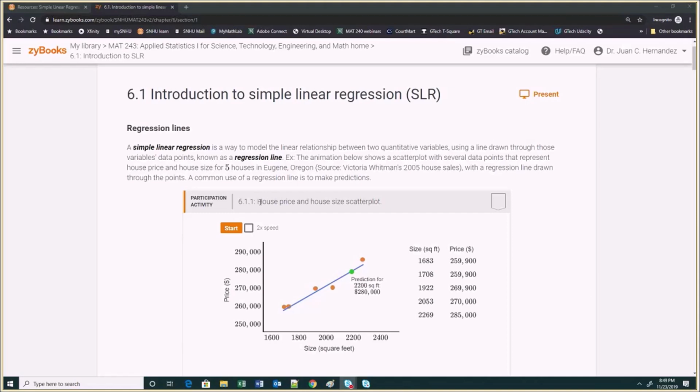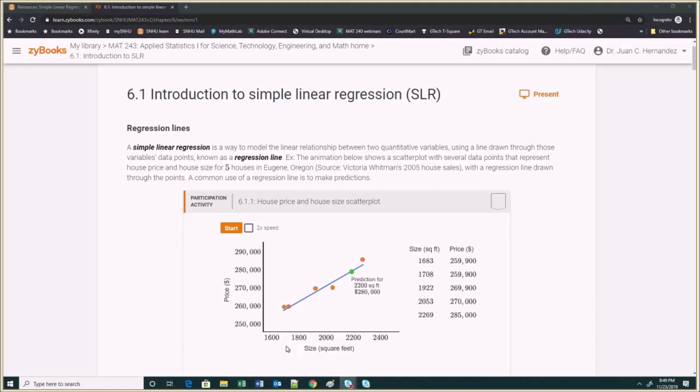So here we have the house price plotted against house size, and this is a scatter plot, so you can see that there are these dots showing different data points, and you'll see that there is a line that tries to identify the relationship between the price and the size. Price is what we call the dependent variable, and size of the home is the independent variable. So the price is determined by the size of the home.